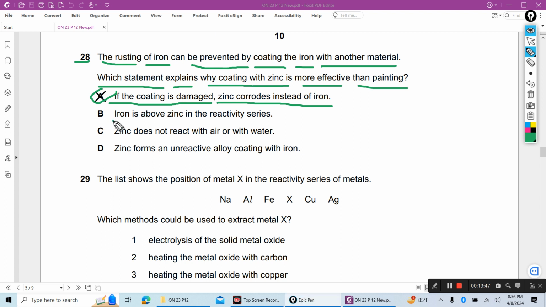But iron is above zinc in the reactivity series. No, zinc is above. This is wrong. Zinc does not react with air and oxygen. This is wrong. Zinc reacts. And zinc forms an unreactive alloy coating with iron. No, this is wrong.